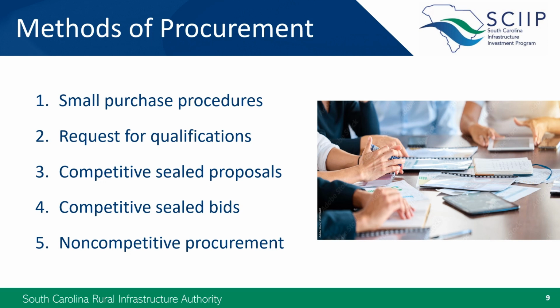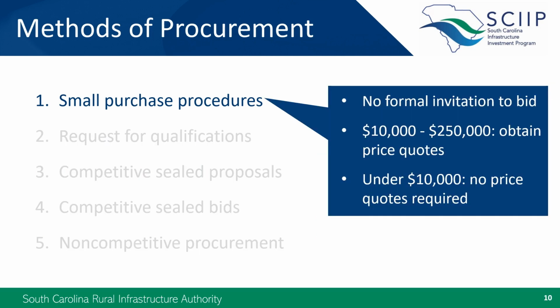Now let's get into the methods of procurement. There are 5 that I will talk about today, each of which is appropriate for specific types of purchases. For purchases under $250,000, you can use an informal method of procurement. Generally, you'll need to obtain price quotes from different companies. We would recommend getting written quotes so they are well documented.